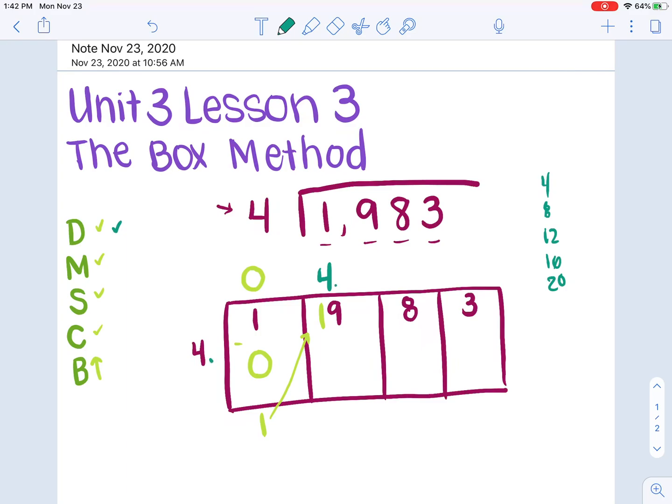Then I'm going to multiply. 4 times 4 is 16. Next, I'm going to subtract. 19 minus 16 is 3. Now let's check. Is 3 smaller than 4? Yeah, we're good to go. Now instead of bringing down, we're going to bring it up.